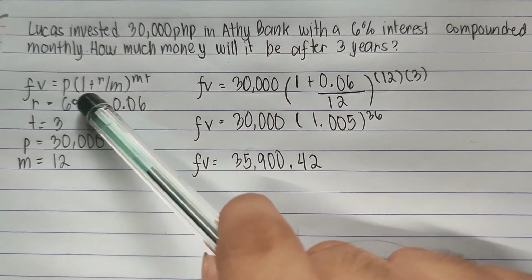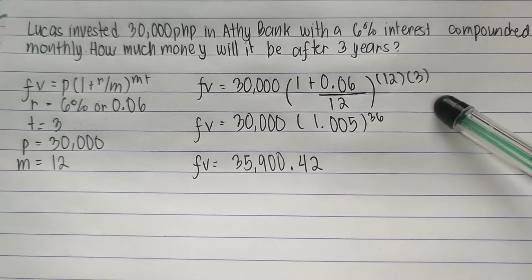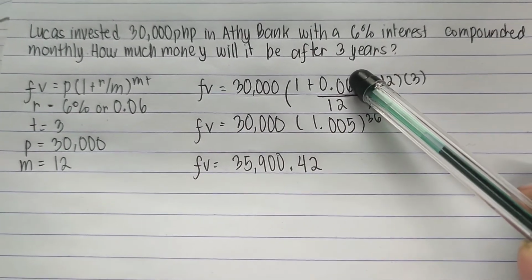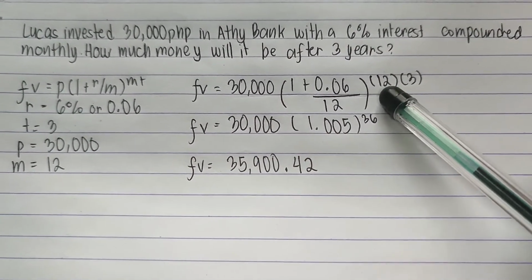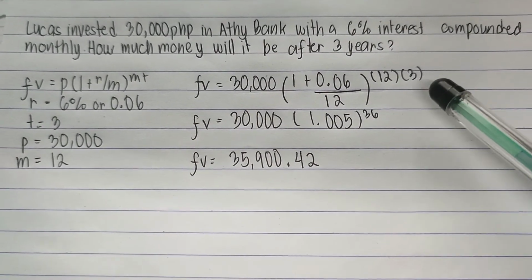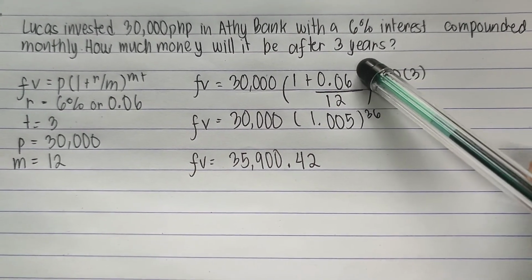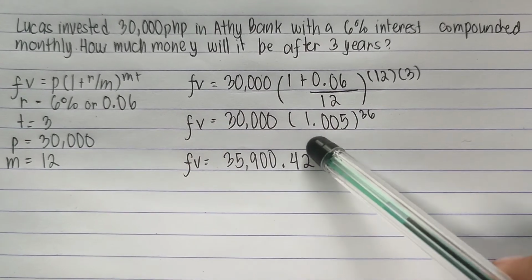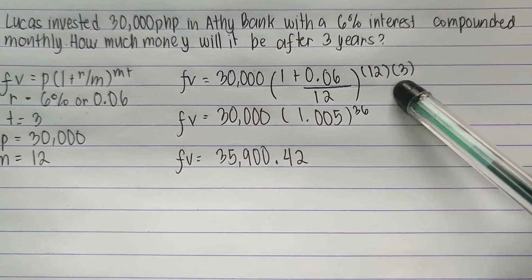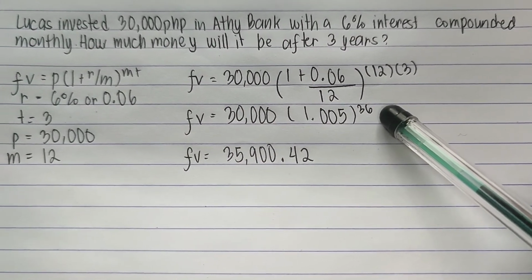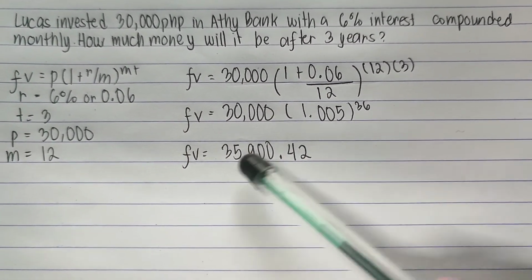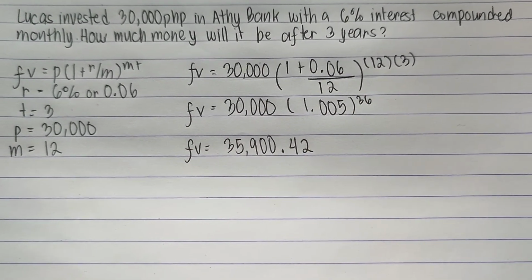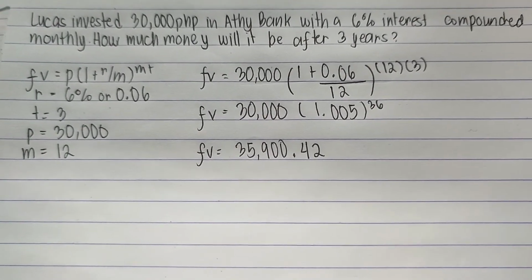So, I used the formula. Then I substituted it. 30,000 is the principal, rate is 0.06. Since it is monthly, the m is 12. Then the time is 3. Then I divided 0.06 by 12 and the answer is 0.005. I added 0.005 to 1, so it's 1.005. Then I multiplied 12 by 3 and the answer is 36. So I placed it all on the calculator and this is the answer that appeared. We will only get 2 decimal places.